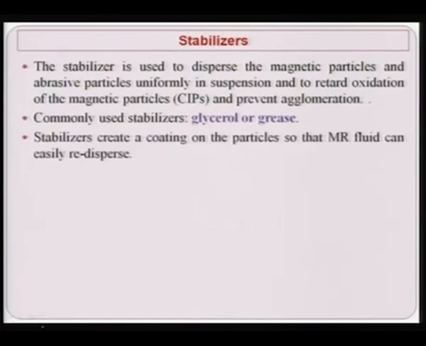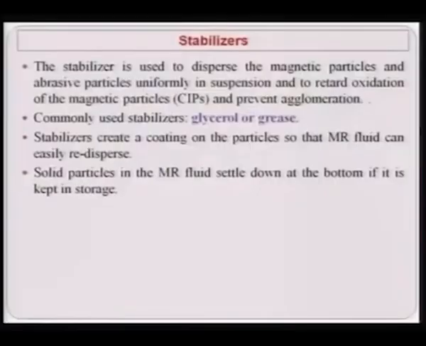Stabilizers create a coating on the particles so that MR fluid can easily redisperse. That means due to the stabilizer, it tries to minimize the agglomeration of these solid particles or powder so that they can be easily dispersed in the fluid. Solid particles in the MR fluid settle down at the bottom if it is kept in storage.